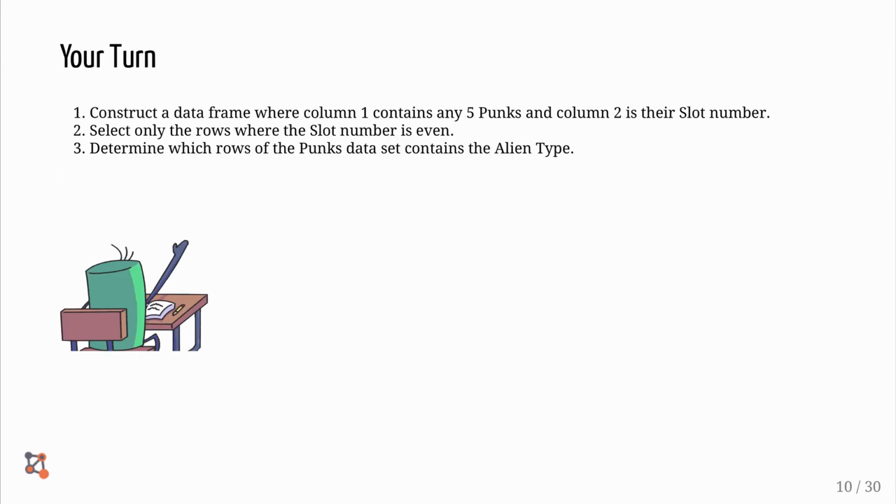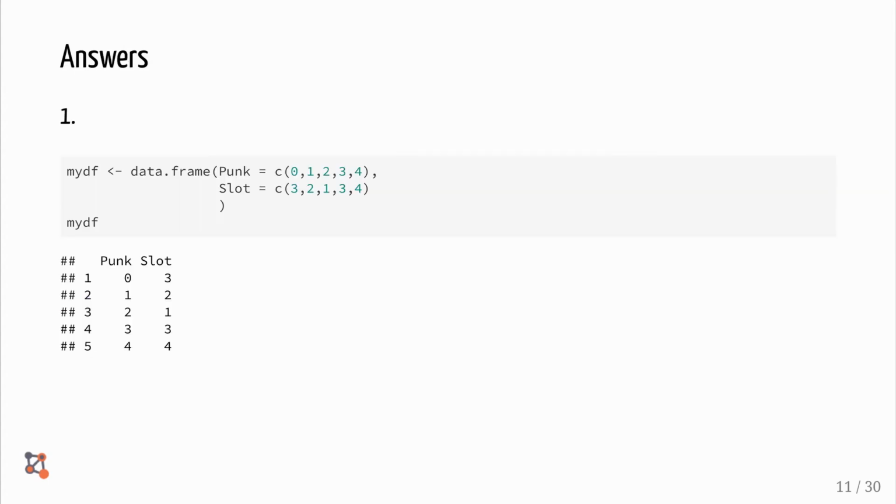Now it's your turn. Construct a data frame where column 1 contains any 5 punks and column 2 is their slot number. Select only the rows where the slot number is even. Determine which rows of the punks dataset contain the alien type. Here are the answers for you to look at.